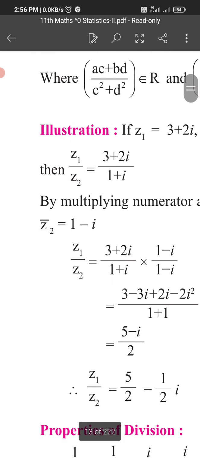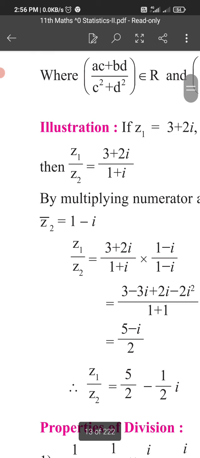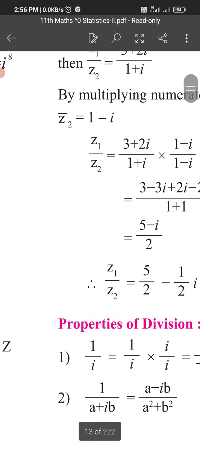So Z1 upon Z2 is equal to 5 by 2 minus 1 by 2 i. That is, 5 by 2 is the real part, and 1 by 2 is the imaginary part. Why is it called the imaginary part? Because i is there, so that's why it is the imaginary part.